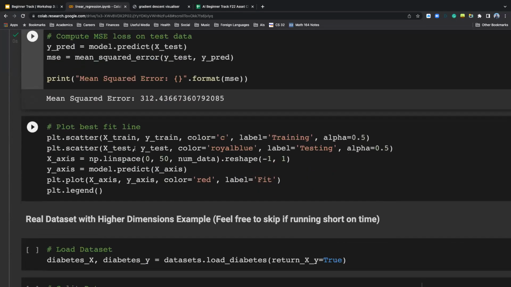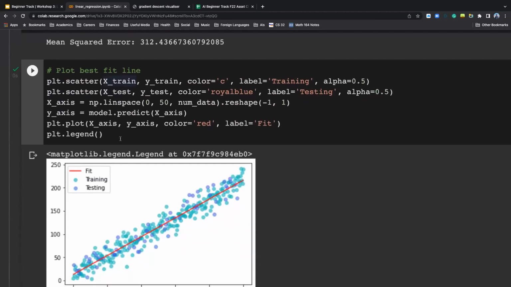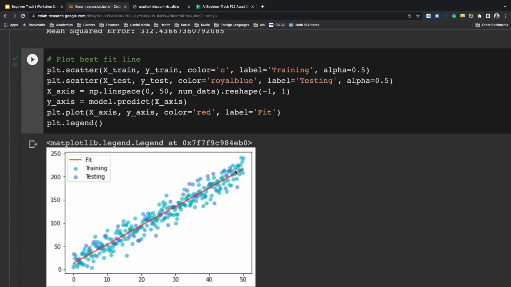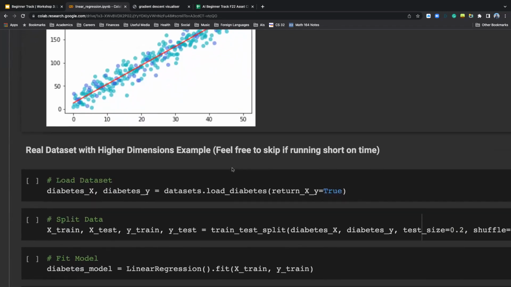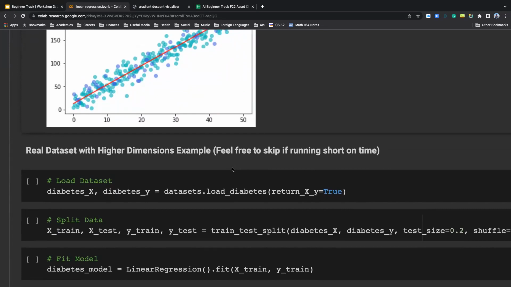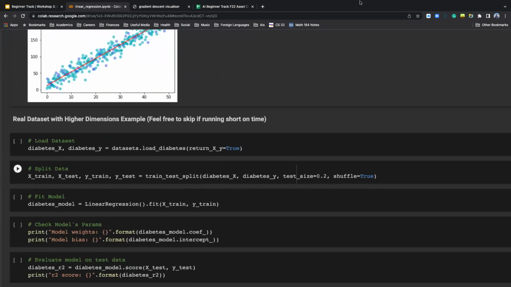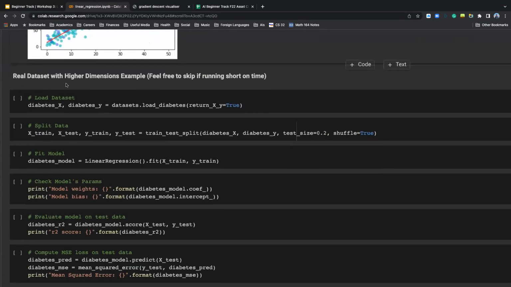All right. So now we're going to plot that best fit line. And with that, we get this. This line here is our model, basically our prediction. And all these points here are fake data. Now we're going to run a real data set with more dimensions. For this, it's a similar kind of thing. I'm just going to run this because this is the fit model.